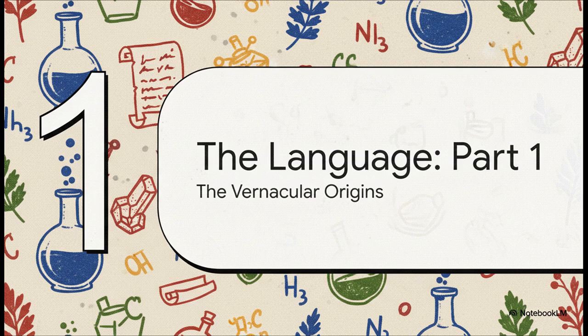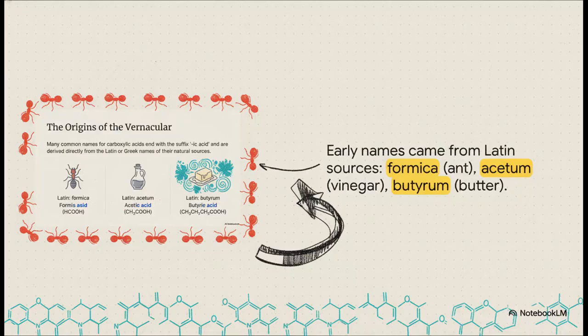Way before we had some universal system, the early chemists basically just named things based on where they found them. It's kind of like a chemical dialect. And it's actually pretty cool how intuitive these old names were. They really tell a story of discovery. The acid that was first found in ants, they called it formic acid, from the Latin word for ant, formica. The sour stuff in vinegar, that's acetic acid, from acetum. And the compound that gives old butter its unique smell, butyric acid, from the Latin word for butter, butyrum. All these common names ending in ic acid have a history.